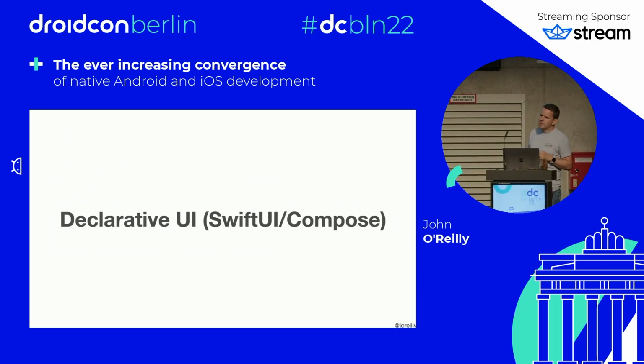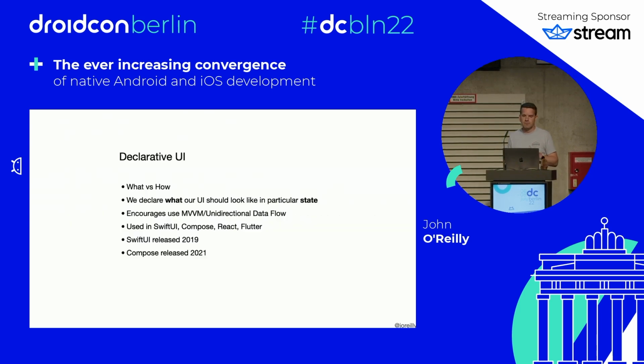Okay, we're getting to comparisons of what I think are the more impactful similarities we have today. Firstly, the use now of declarative UI frameworks on both platforms, SwiftUI on iOS and Compose on Android. Most folks here are probably somewhat familiar with Compose, but just to level set somewhat: a common way of explaining declarative UI is the what versus the how. With declarative UI, we declare what our UI should look like in a particular state. And state is very important in this context. Any changes in state cause the appropriate parts of our UI to be re-rendered or recomposed.